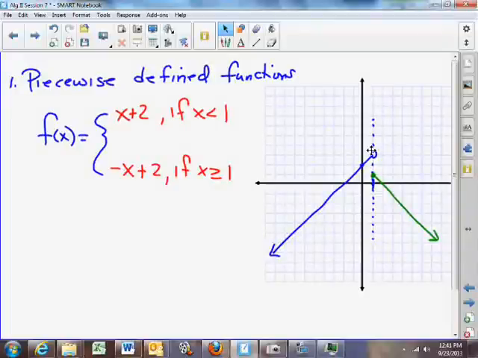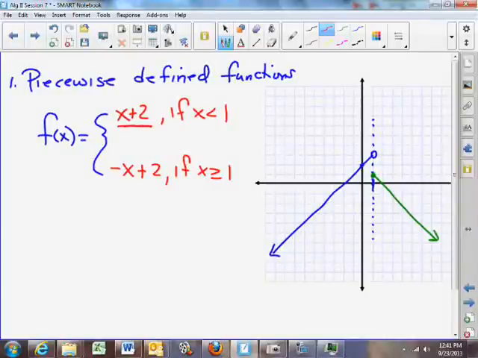Now, you can have more than two rules for a piecewise defined function. You could put in a third rule or four rules or however many you want. But this is still the way it works. The rule is given, and then you're told what x's to use with that rule. Another rule is given, and what x's can be used with that. What you have to understand is this is a piecewise defined function.